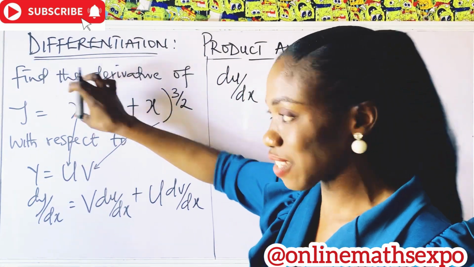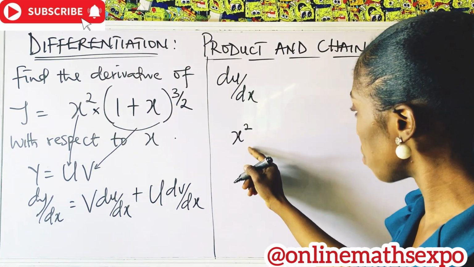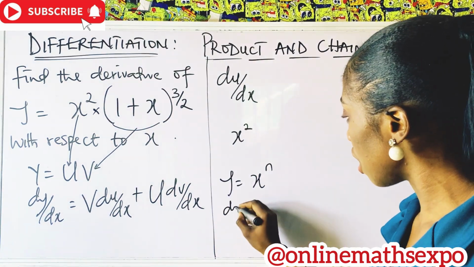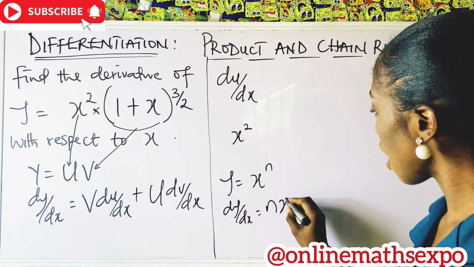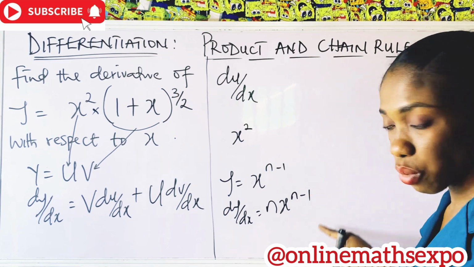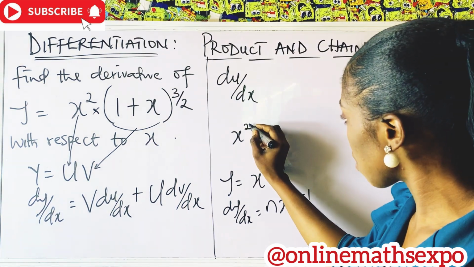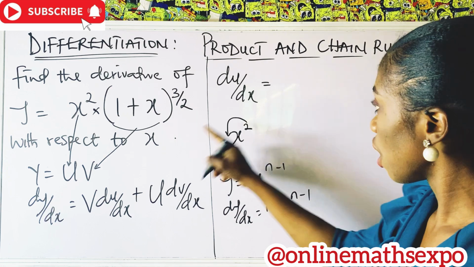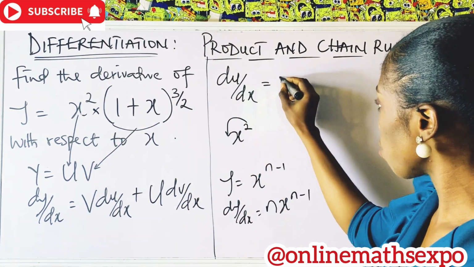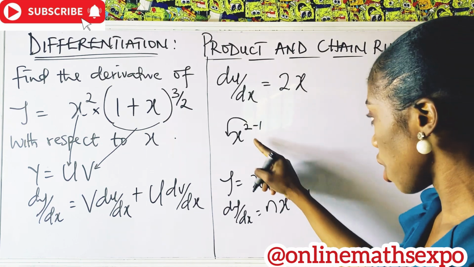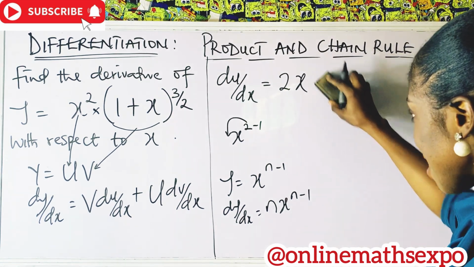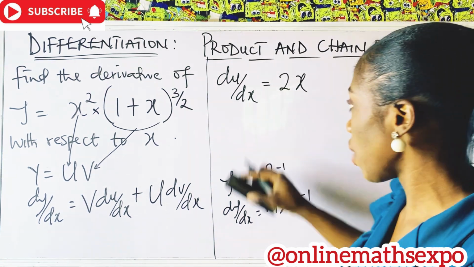To differentiate this x squared, remember, your power rule says if y is x raised to power n, then dy/dx is nx to the power of n minus 1. Use the power to multiply and take 1 from it. So in that case, if you are differentiating this, our u is this, so differentiating it gives us: use 2 to multiply, then take 1 from the power. 2 minus 1 is 1, and in your indices, x to the power of 1 is x. I hope that is clear. So that is our du/dx.